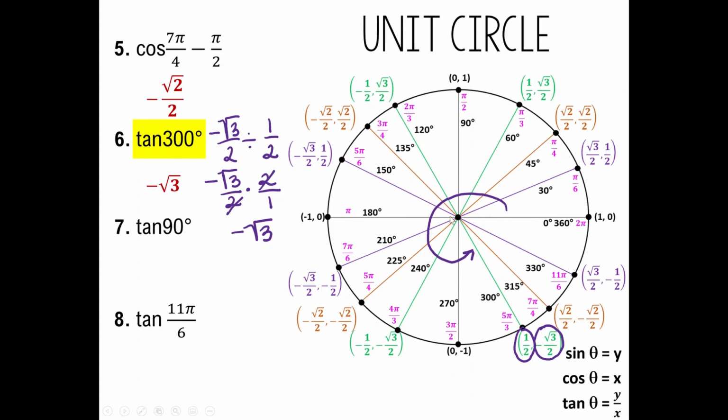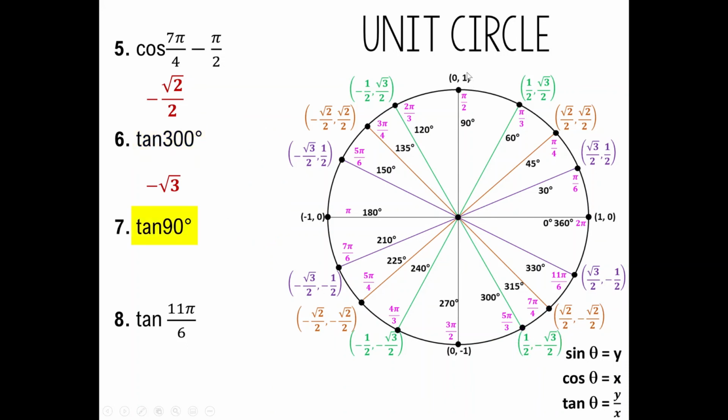Tangent of 90 degrees. We're looking at our 90 degrees up here, which is y over x, 1 divided by 0, which is undefined. Can we have 0 in the denominator? We cannot. If you had 0 divided by 1, that would be 0, but 0 cannot be in the denominator, that is undefined. Now let's look at our very last one, which is tangent 11 pi over 6.